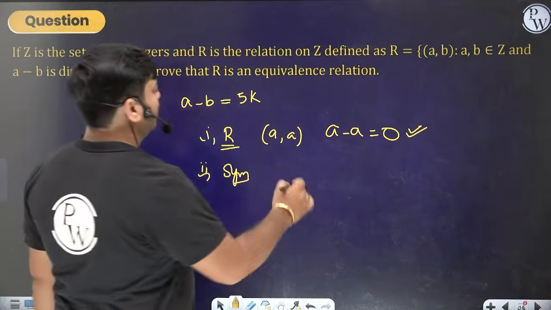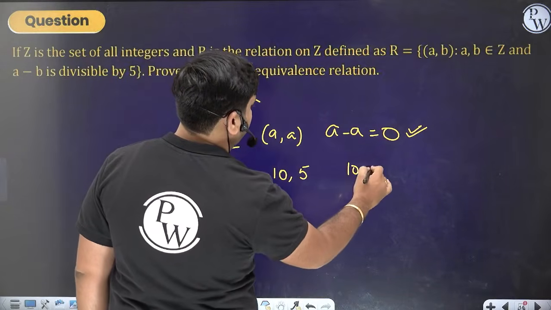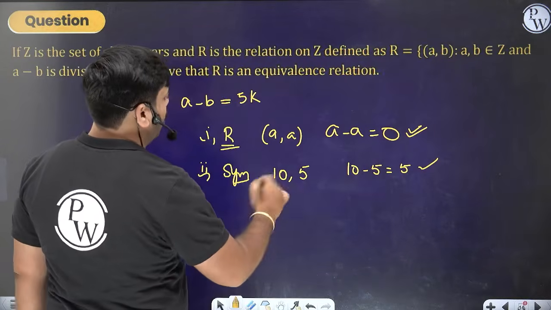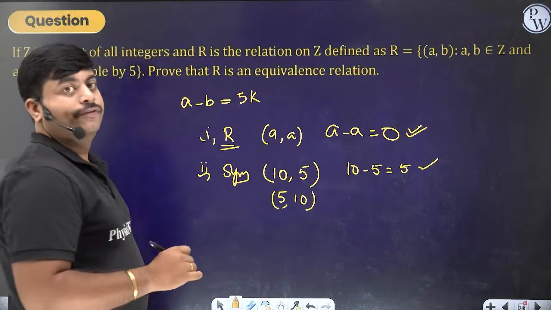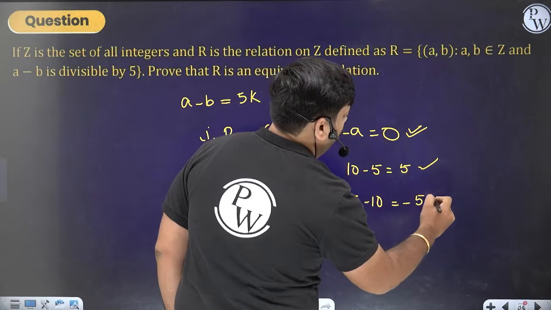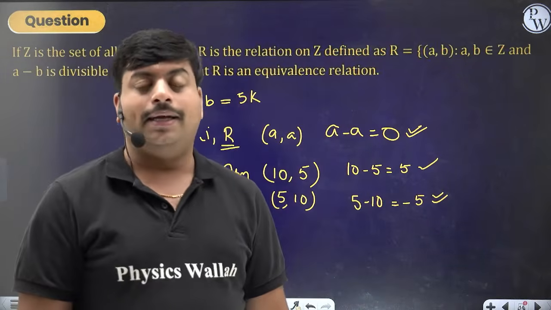Symmetric means if 10 comma 5 is there, which says 10 minus 5 is equal to 5, it is divisible. So now 5 comma 10 also you need to check. So 5 minus 10, that is minus 5, which is also divisible by 5. Okay, it may be negative, but still okay. It is divisible by 5.